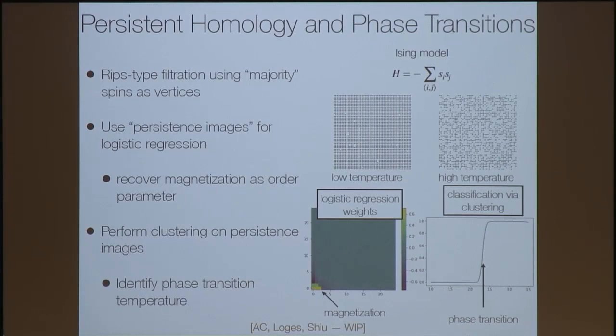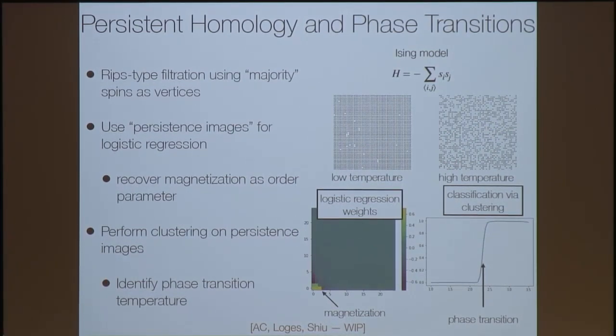So if most of the spins are up, we take those as vertices, and then we perform one of these length-based filtrations to look at the pattern. In the Ising model, it's really easy to tell by eye the difference between these two phases. But it turns out that when you turn the persistent homology crank and do some logistic regression, you can recover magnetization as the order parameter.